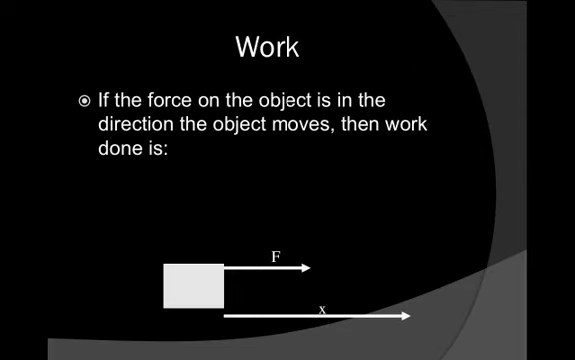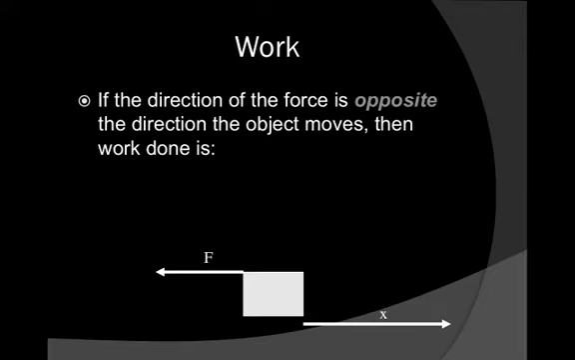So if the force on an object is in the direction that the object moves, then the work done is equal to the force times the displacement. If the direction of the force is opposite the direction the object moves, then the work done is going to be equal to negative force times the displacement. Yes, we can have negative work done. This negative, however, is not an indication of direction, as work is a scalar quantity. In this case, our work done is showing that energy is being taken away from the system.